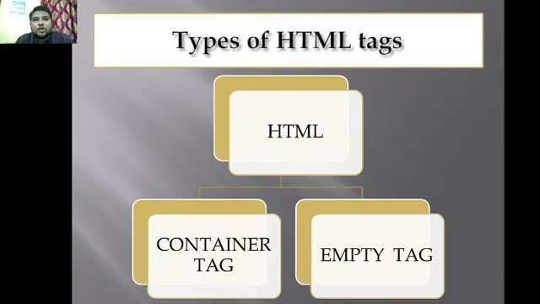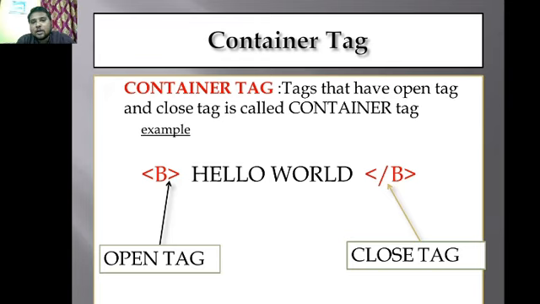Now there are two types of HTML tags. The first one is the container tag and the second one is the empty tag. I will be discussing the container tag. Container tags are those tags which have an open tag and a closing tag. If you look at the example here, you will see that the B tag has an open tag, and there is a slash B tag after hello world, that is called the closing tag. The closing tag will also have a slash sign.